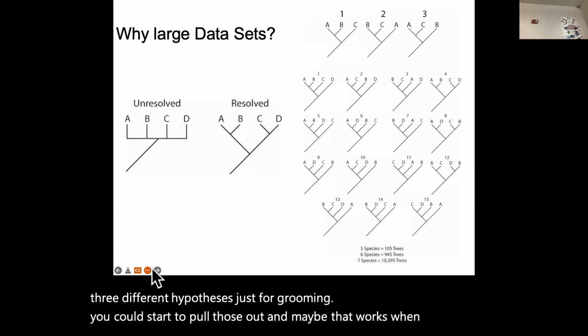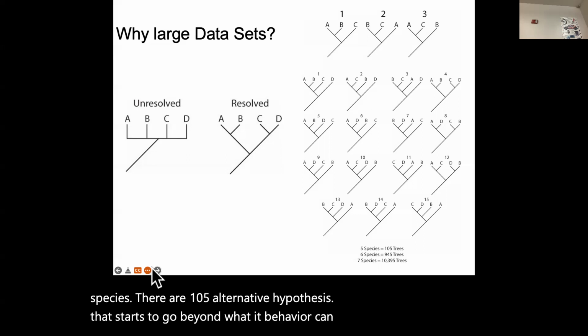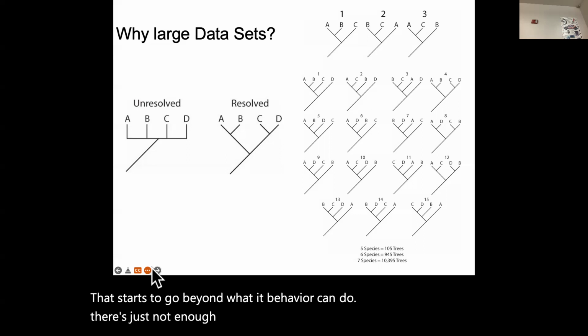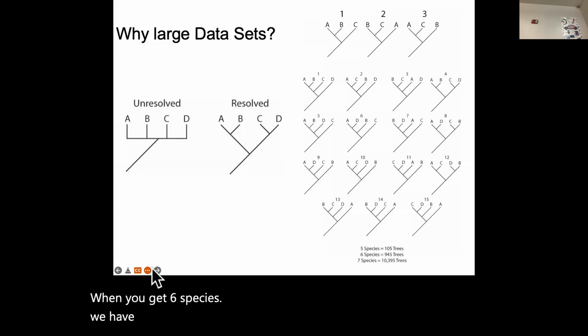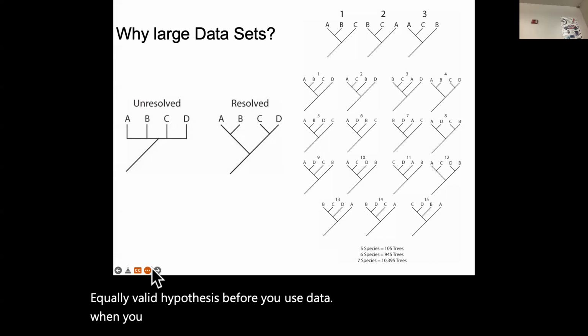When you have 5 species, there are 105 alternative hypotheses. That starts to go beyond what behavior can do. There's just not enough behaviors, derivatives of behavior. When you get 6 species, you have almost 1,000 alternative hypotheses. Equally valid hypotheses before you use data. When you get 7 species, it's 10,000. 10,000 alternative hypotheses to describe the relationship between 7 species.